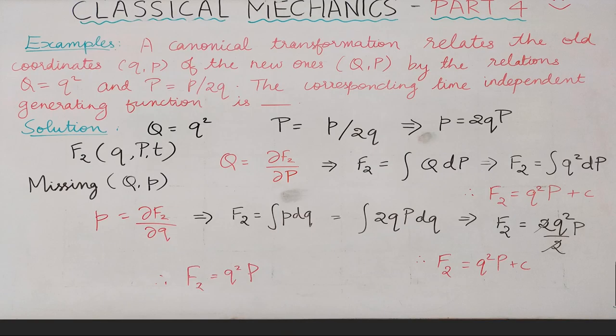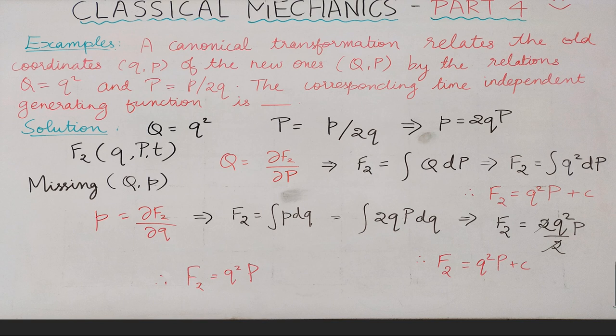Now let us go to a problem which says a canonical transformation relates the old coordinates to the new ones by the relation Q is equal to q square and P is equal to p by 2q. The corresponding time independent generating function is. So we have the canonical transformation, that is, it has been transformed from small q to capital Q, and then the corresponding time dependent generating function. So we have to find the generating function F. So how do you find this? Here q and p are being transformed. Small q is transformed to capital Q and small p is transformed to capital P, and the relation is given over here, which is Q is equal to q square and P is equal to p by 2q.